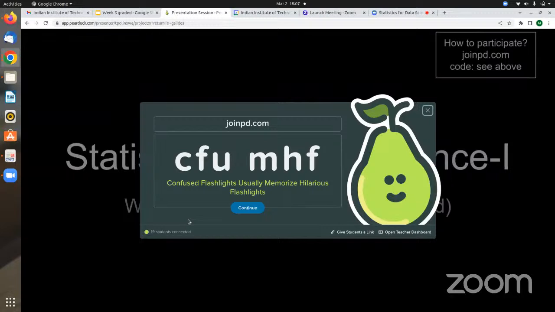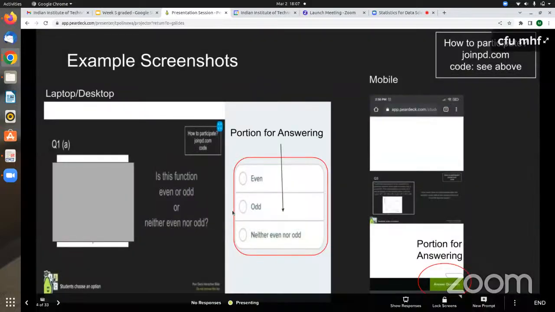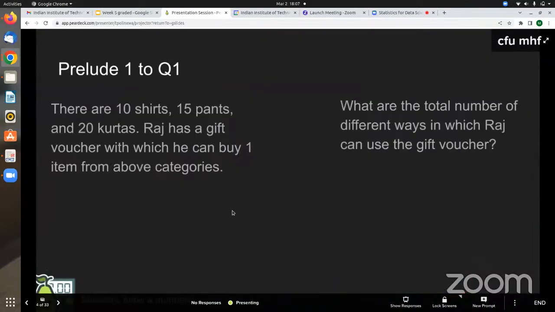Now we'll start the first question maybe. This is prelude 1, question number 1. There are 10 shirts, 15 pants, and 20 kurtas. Raj has a gift voucher with which he can buy one item from the above categories. So there are a total of how many entities? 45, right? 10 shirts, 15 pants, and 20 kurtas.